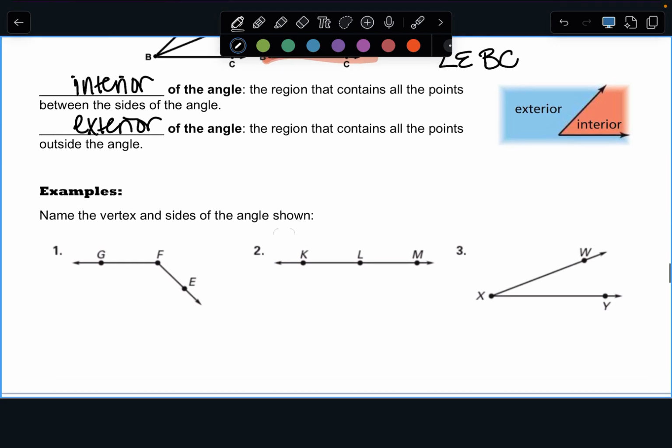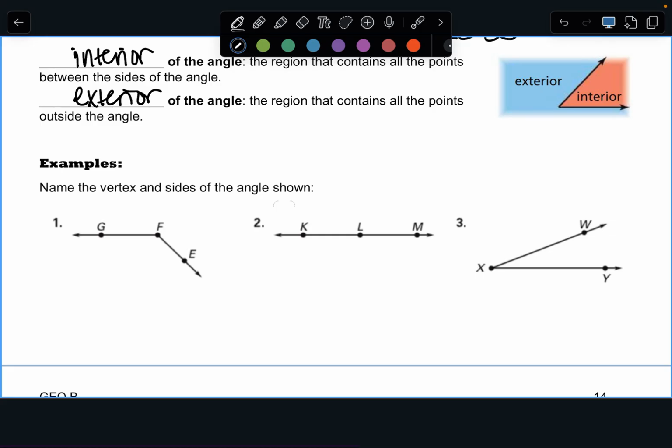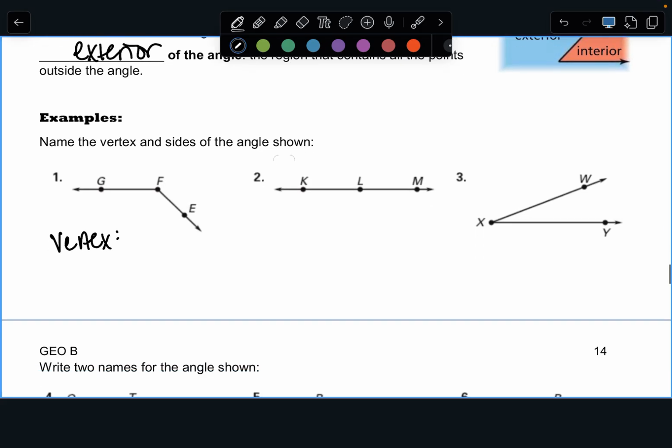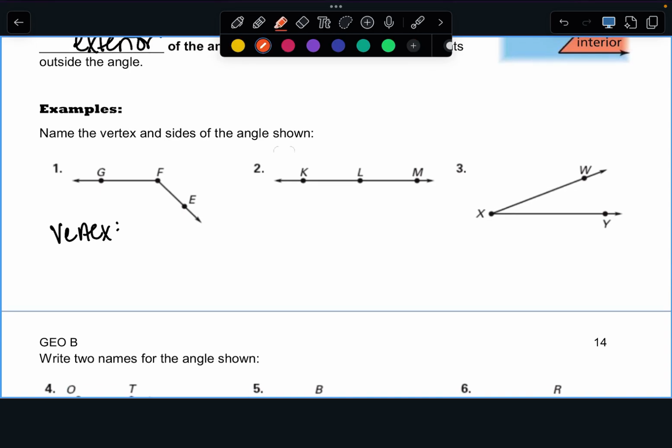Okay, so let's do some examples. We're going to name the vertex and the sides of each angle. This first one, number 1, what's my vertex? F. So I'm just going to say point F. When I name my sides, the sides of an angle are rays, so I always have to write them as rays. What is the endpoint of both of those rays? F. So F has to go first for both of them.